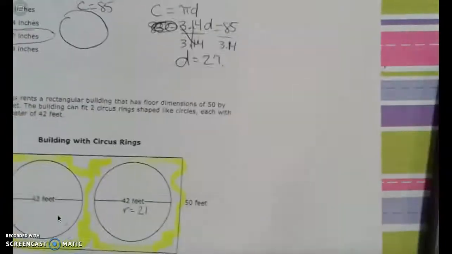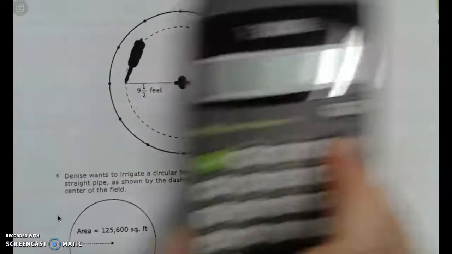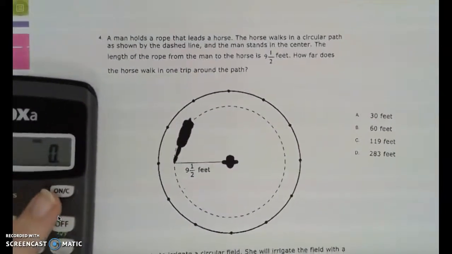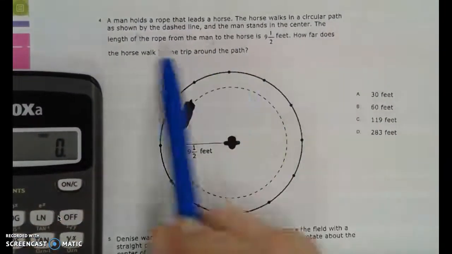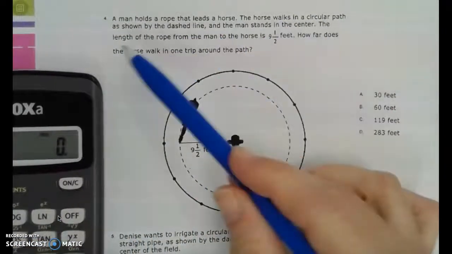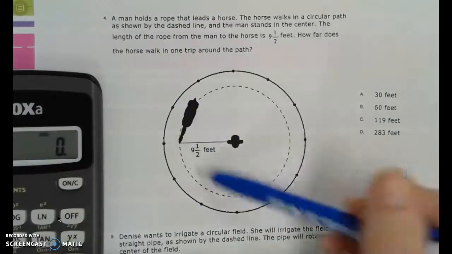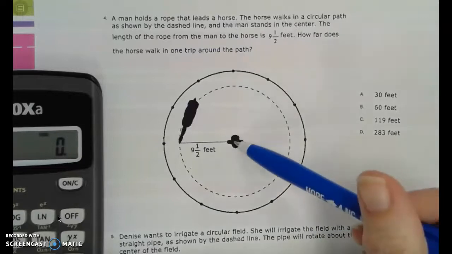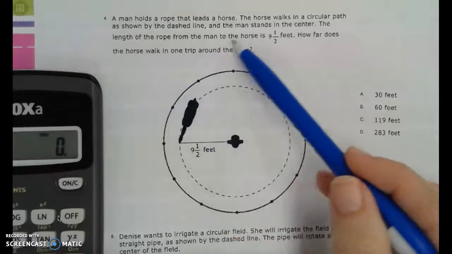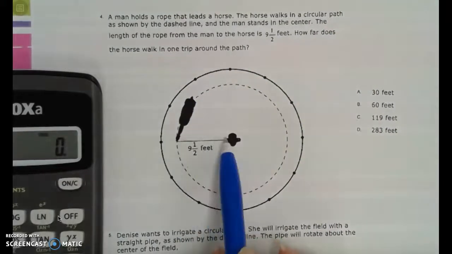Okay, so now let's move on to, I reckon these questions are kind of all about a circus, because they have the horse little rides at circuses a lot of times, or fairs. Okay, a man holds a rope and leads a horse. The horse walks in a circular path as shown by the dashed line. So you got the horse that's walking around and around as the man is standing in the center. And it says that the length of the rope from the man to the horse is 9.5 feet. So from here to here, it already shows us it's 9.5 feet.